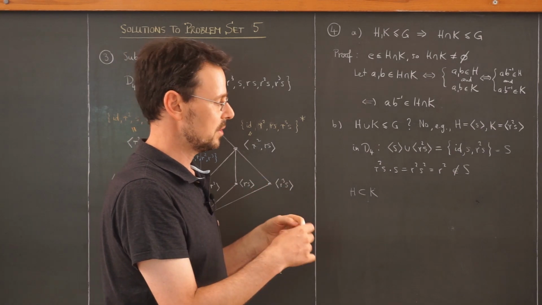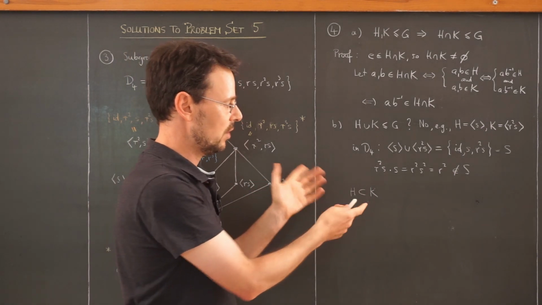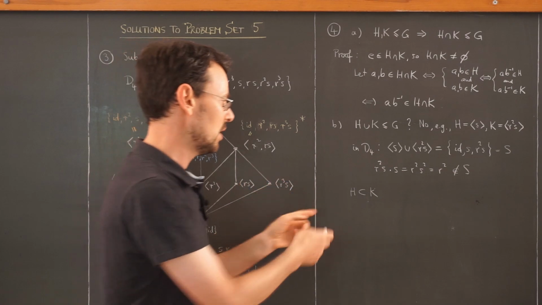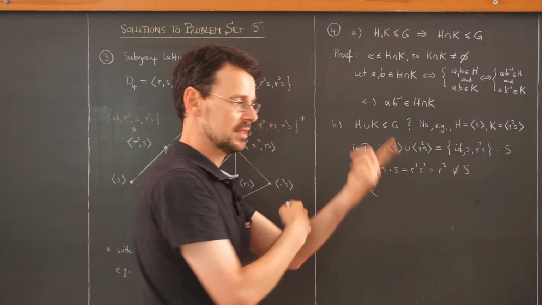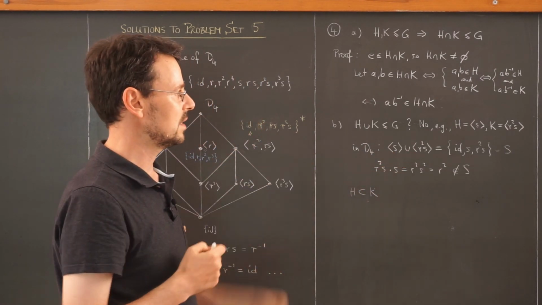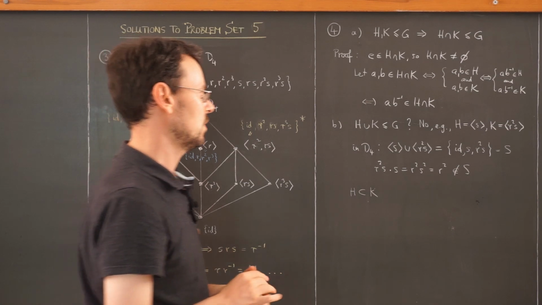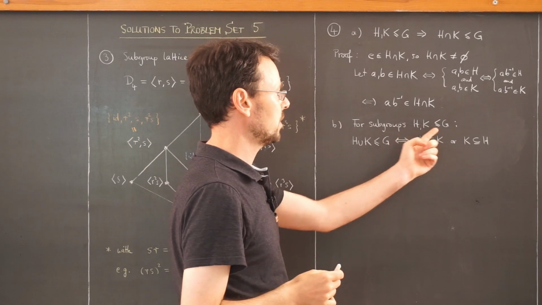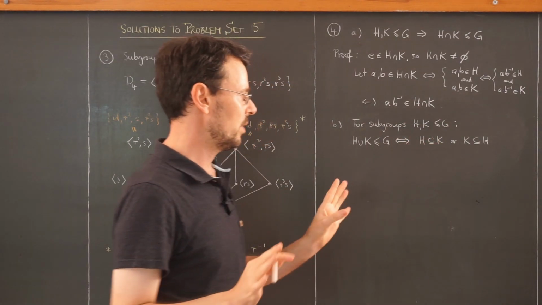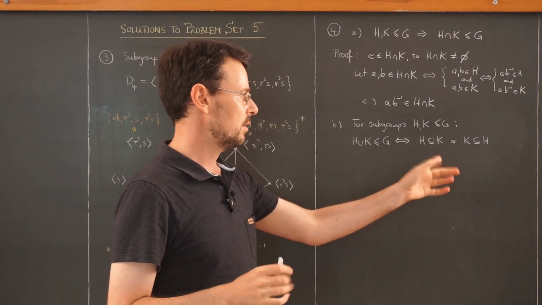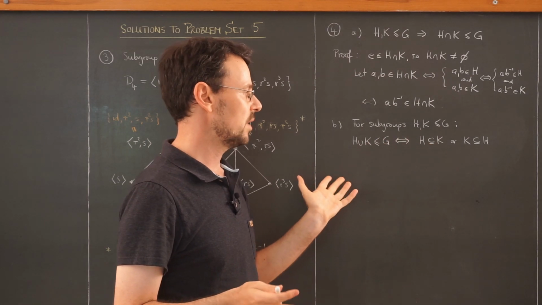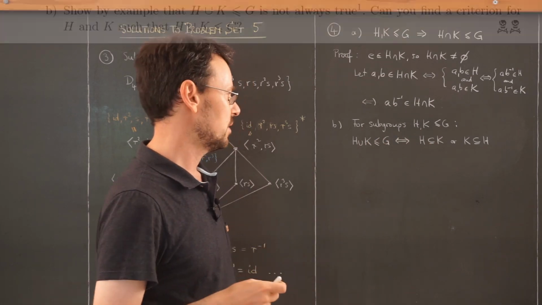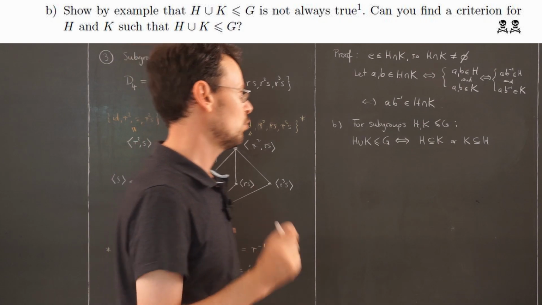The hard part to show is that this is actually the only possible case. So only if one of the groups lies inside of the other, the union is a subgroup. And this is what we are going to prove. All right, so if we have two subgroups of a group, and without any hint, I think this is pretty hard. So that's why this part of this exercise has two skulls.